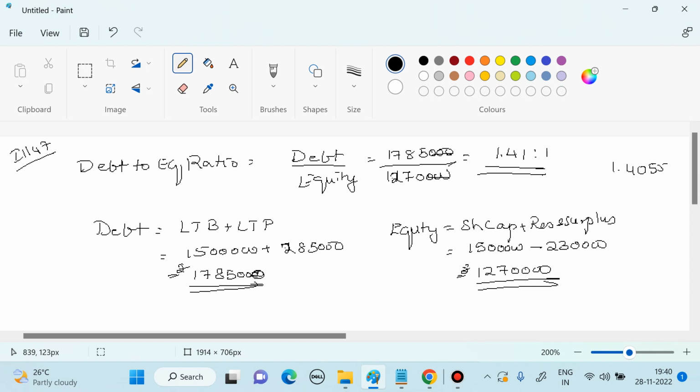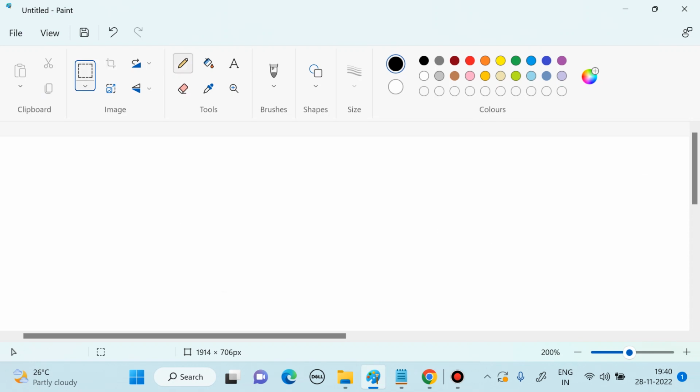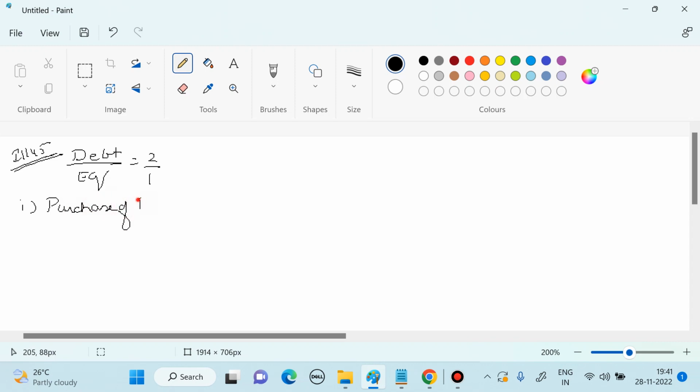Now next, I have sent the question, illustration 45. Going back to the question, illustration 45. See, look at that question. Here you have to state, giving reason, whether the ratio would increase or improve, or decrease, or will not change. They have given the debt to equity ratio is 2:1. First transaction is purchase of fixed assets by taking long-term loan. Now what is happening here?